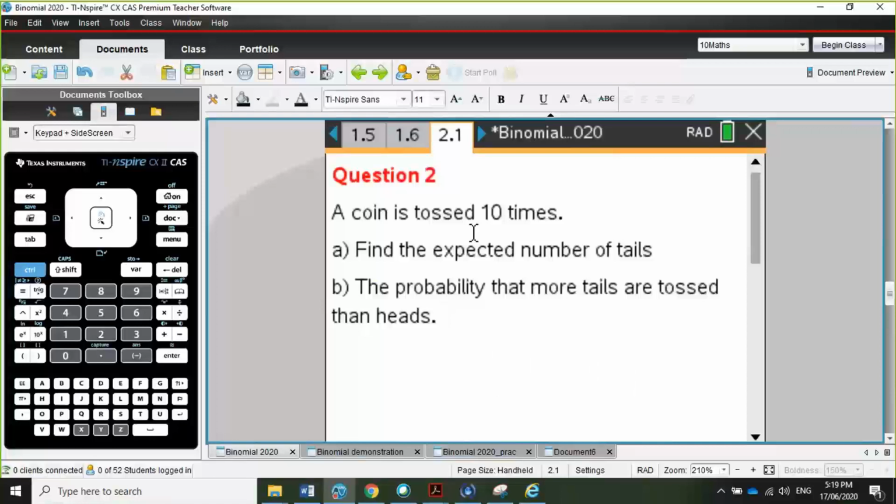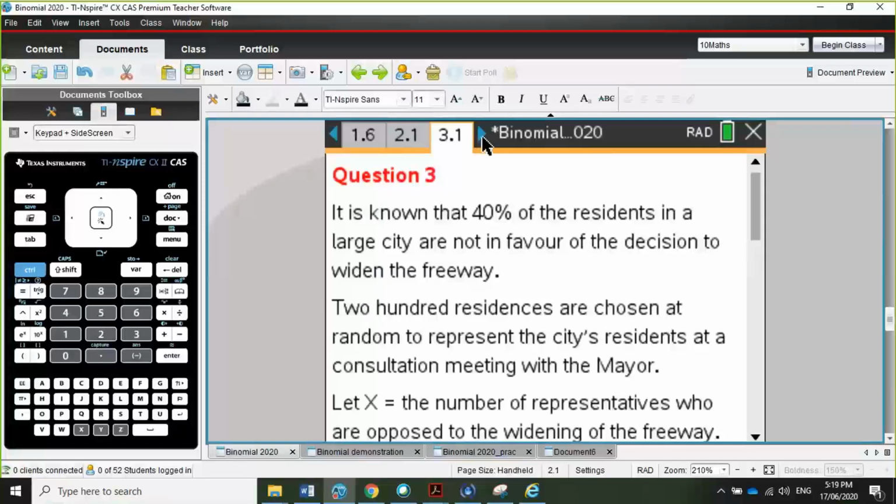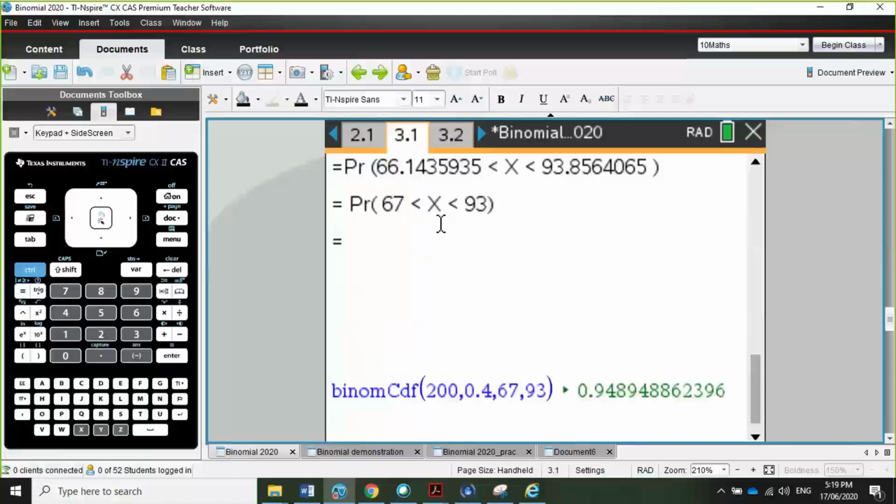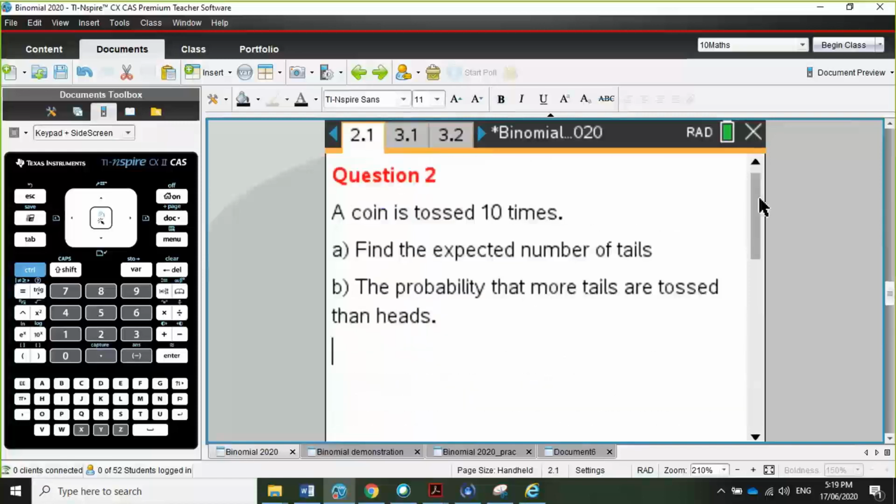The way that we work out the expected value is to multiply the number of trials by the probability of success. We have that on another slide here. So the expected value, and the variance and standard deviation. Sorry guys, finding my expected value here.